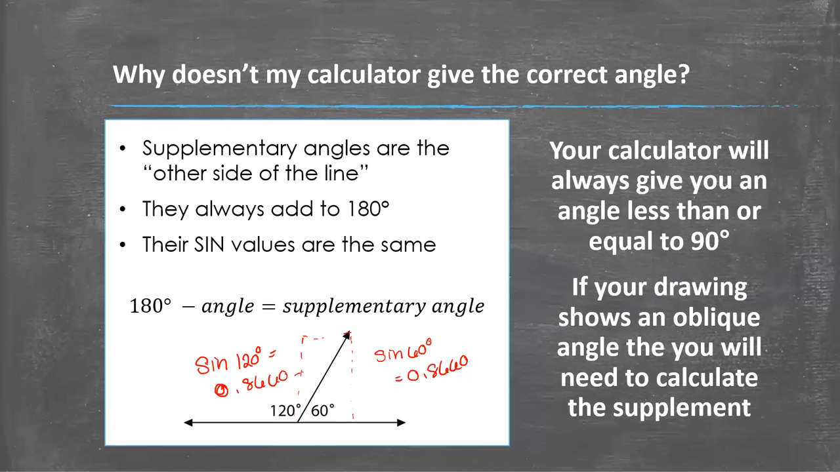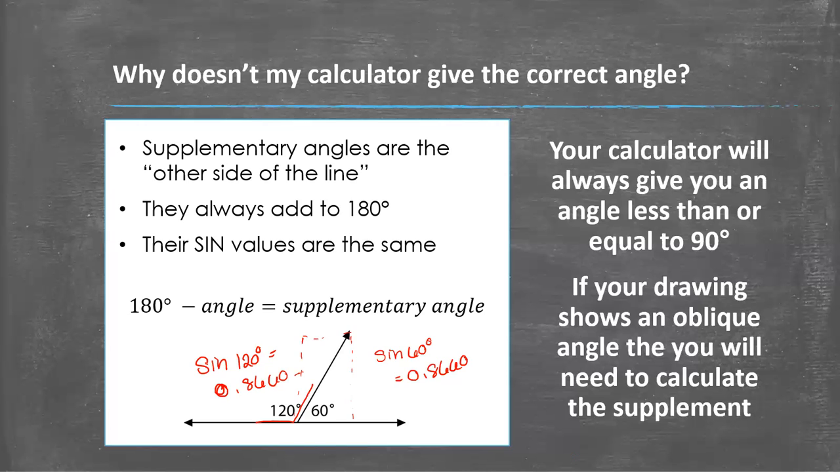So how do you figure it out? All you do is take 180 degrees and subtract. If you know something can't be 60 degrees because it's a bigger than 90 angle, you take 180 degrees and subtract the angle you get in your calculator, because your calculator will always give you an angle that's equal to or less than 90 degrees, always. And then you have to adjust the angle after.